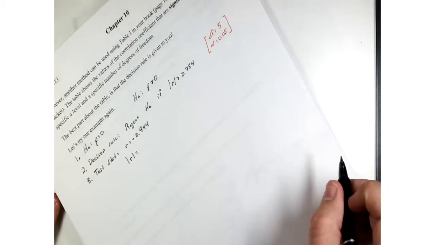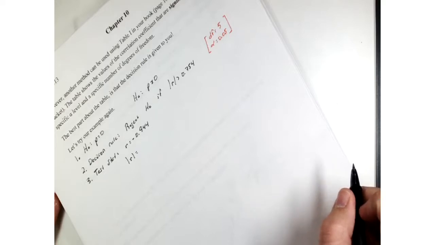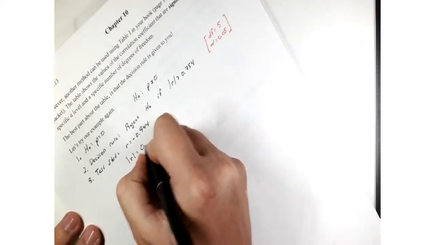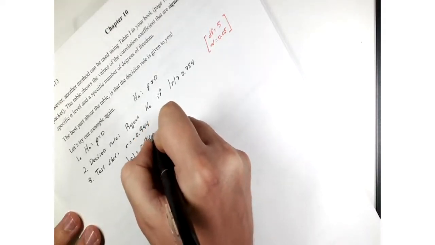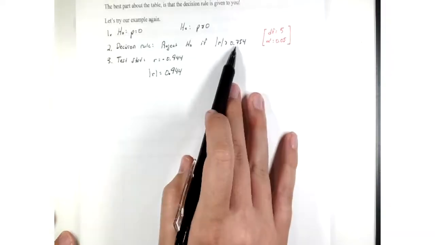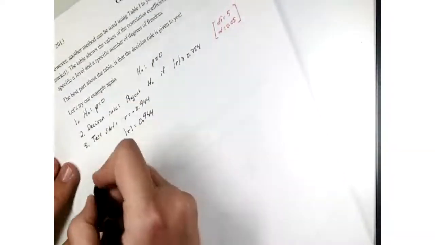Does everyone remember what you do with the absolute value? It just takes the negative off there. The absolute value is the distance a point is away from 0 in the positive or negative direction. So if it's negative 0.944, it's obviously 0.944 away from 0. So the absolute value of r is the positive 0.944. Then taking this and using our decision rule, we can come to a conclusion.